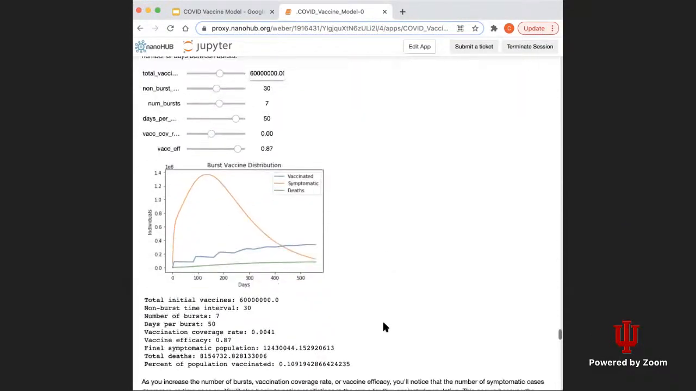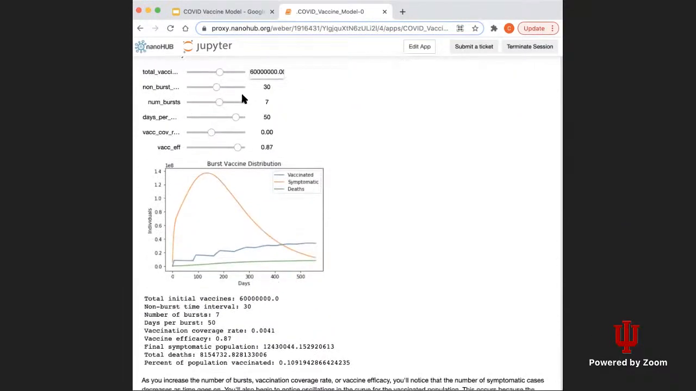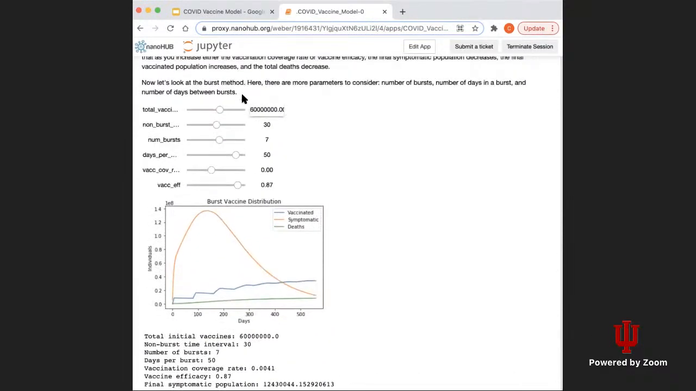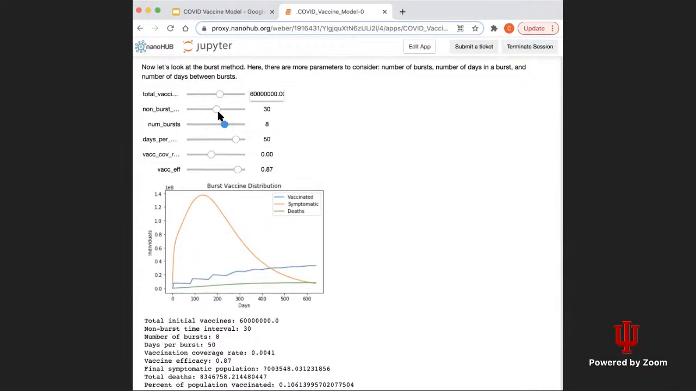But it also lets you play with burst vaccines, which is to say that there are not enough vaccines to cover the entire population in the first go around, or at least most of the population, and basically implements vaccines in bursts, which I think is really good because it's a more realistic, real world way of vaccines being implemented, and a real world way for viral infections to be fought.